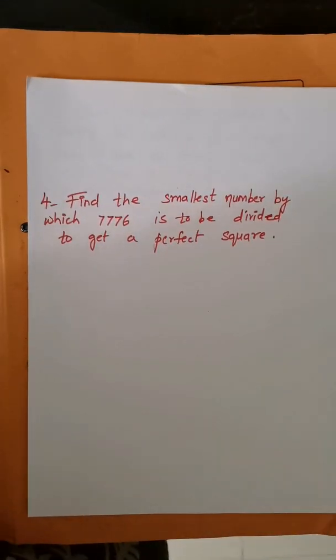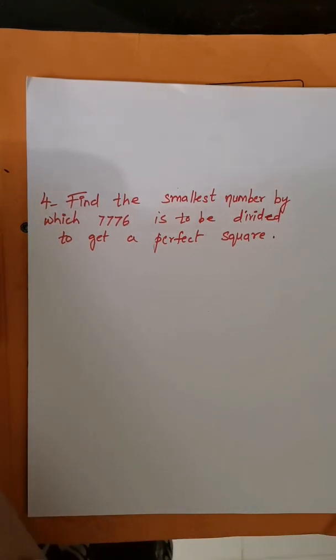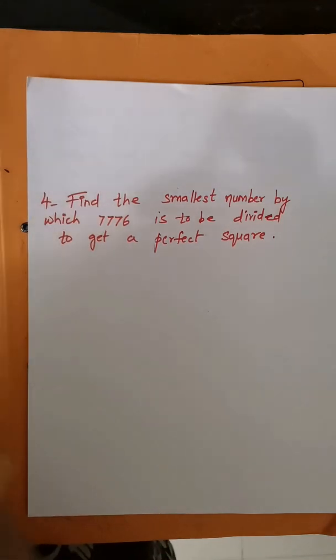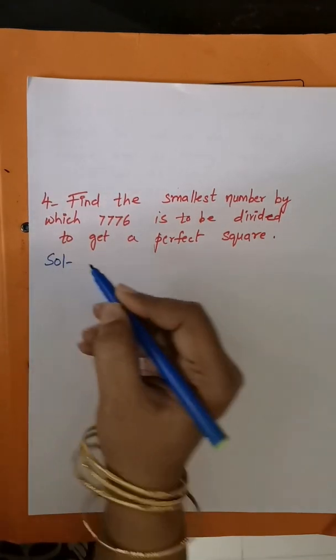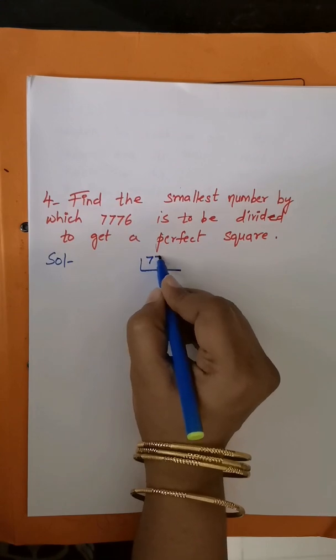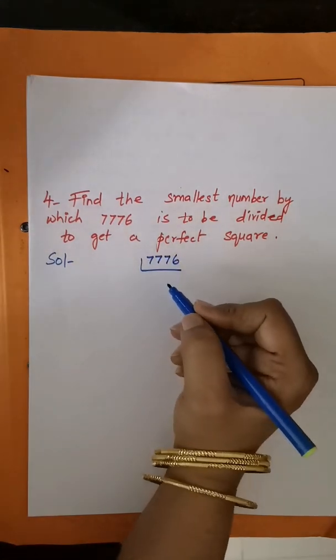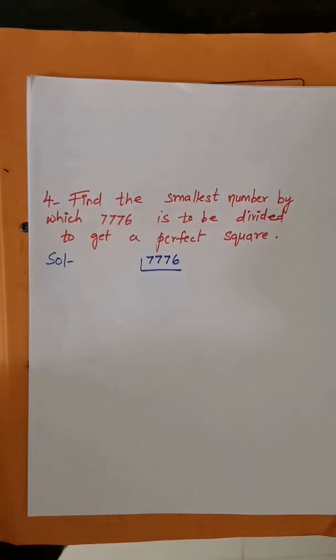Find the smallest number by which 7776 is to be divided to get a perfect square. So, how will we do this sum? Here also we will follow the same concept. We will find the prime factors. 7, 7, 7, 6.